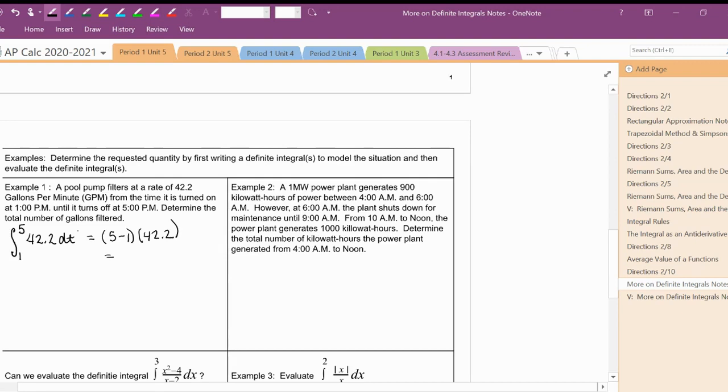per minute. I have to make an adjustment here. I'm doing it per hour, but it's gallons per minute, and these are in hours, so I need to amp this up. There are 60 minutes in each hour, dt. Now we would have upper limit minus lower limit times that integrand, which here is just a constant. So that would be 10,128 gallons.